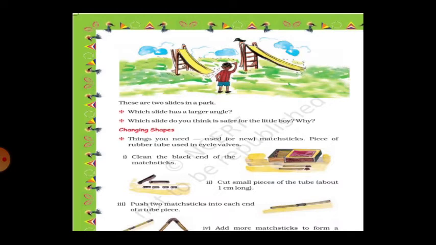See, the little boy is standing here, and two slides are given. On the right side of the boy, the slide angle is more. You can observe that the left side slide has less angle. So he is a little boy, so the left side slide is safer for that boy because it has less angle.